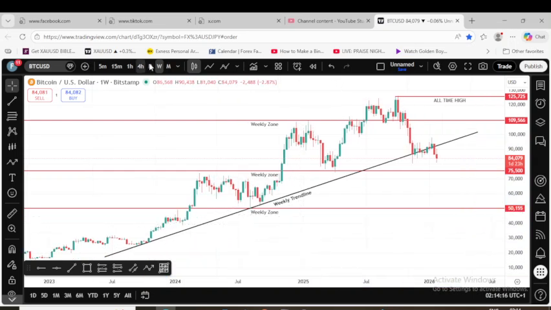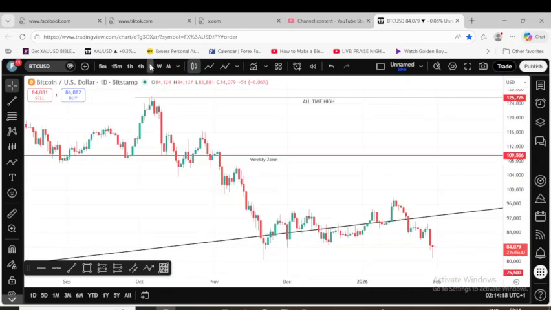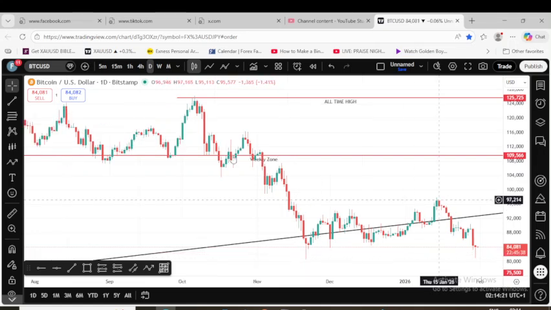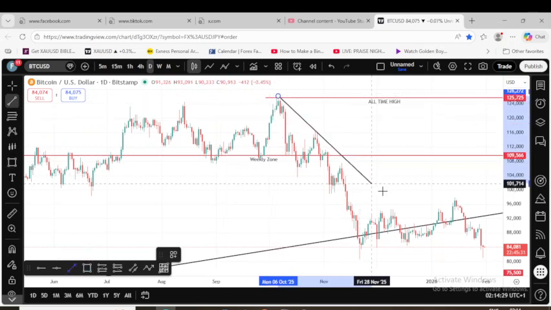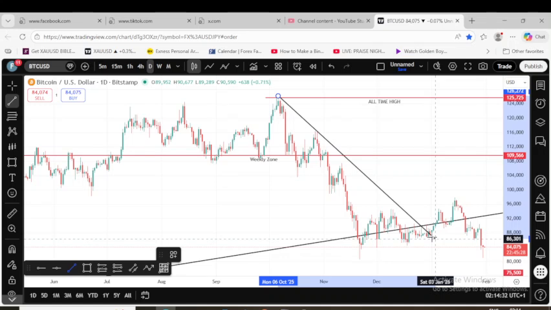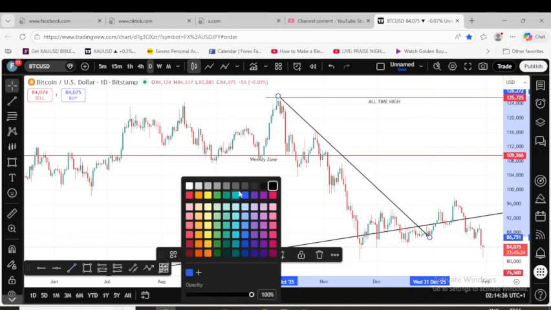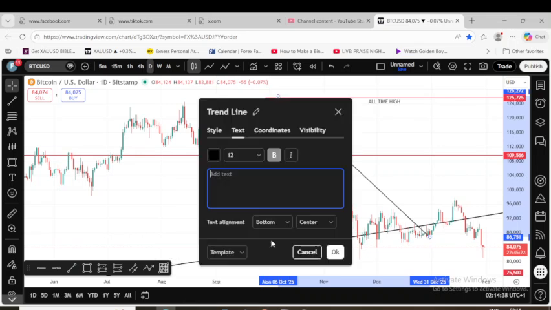Okay, so let's go down to the daily time frame. Let's identify our zones on the daily time frame and draw any potential trend lines. Before we even start identifying our zones, I can already see a downtrend, which will allow me to draw a downward trend line. I'll be able to draw one like this. This is a daily trend line.